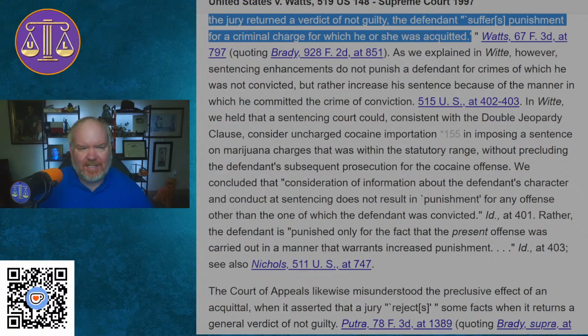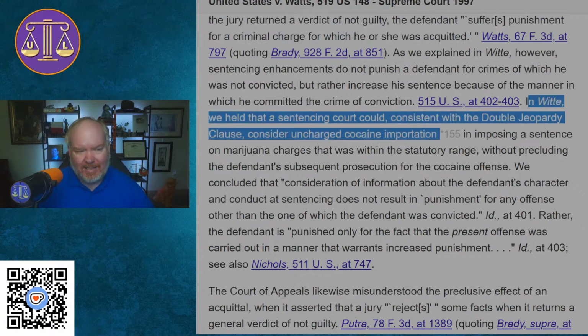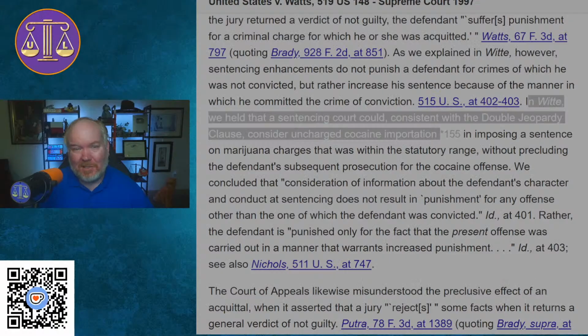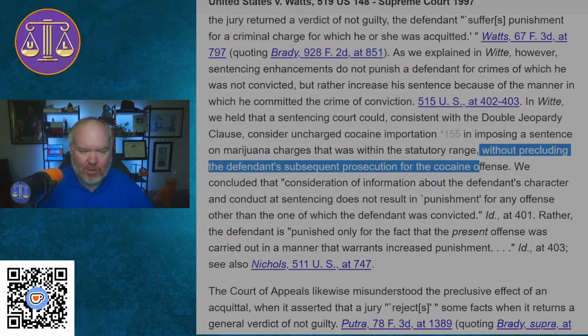In Witt, we held that a sentencing court could, consistent with double jeopardy, consider uncharged cocaine importation in proposing a sentence on a marijuana charge. So yeah, no problem. Double jeopardy, not a problem. Uncharged conduct, totally not a problem. In imposing a sentence within the statutory range without precluding defendant's subsequent prosecution for the cocaine offense.